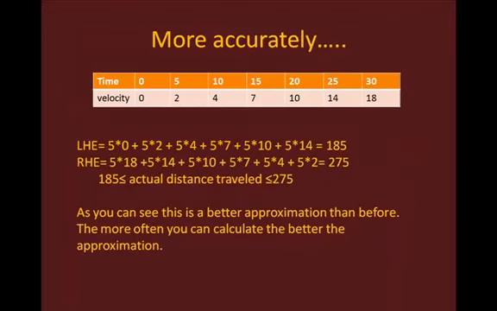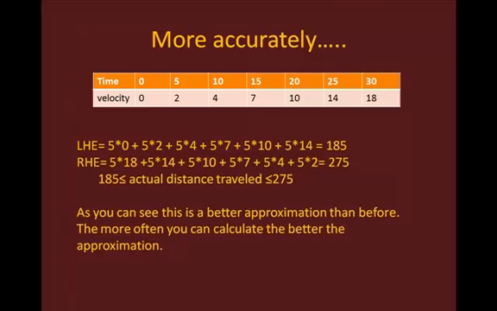More accurately, let's say we wanted to make it a little more accurate. We could repeat this experiment and calculate it every 5 minutes instead of every 10. So now I've created a new table, which I would have gotten from an experiment, and we'll calculate the left-hand estimate and the right-hand estimate every 5 minutes.